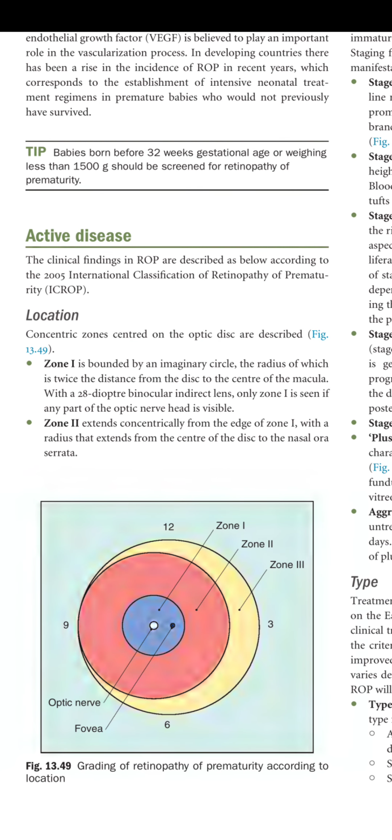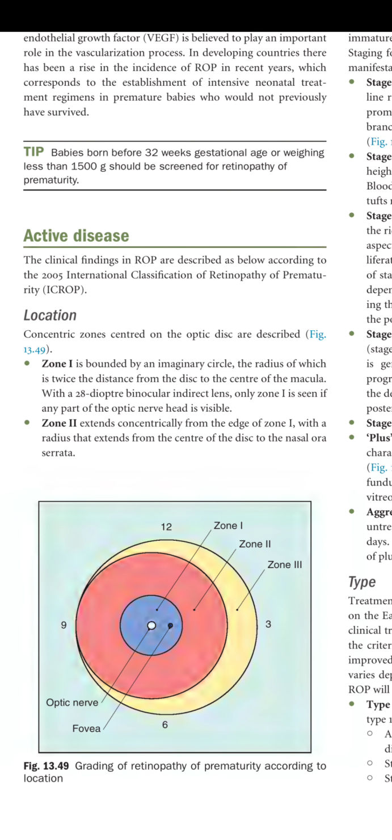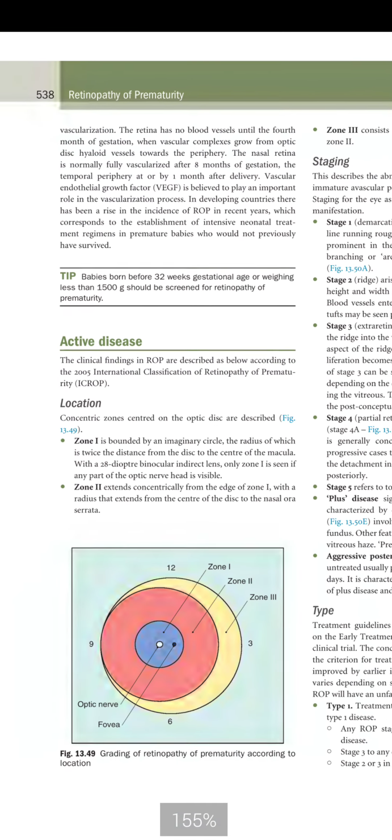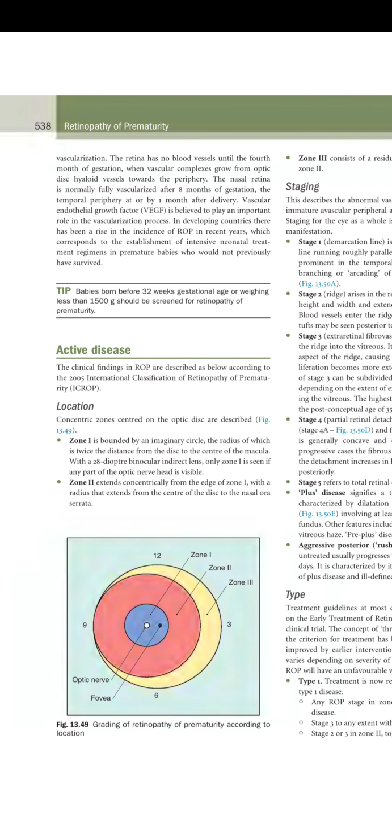Then there is an active disease, and then there is a chronic disease. When there is an active disease, the clinical findings in ROP are described below according to the 2005 International Classification of Retinopathy of Prematurity, ICROP. Location: there are different zones, zone 1, 2 and 3. Concentric zones centered around the optic disc are described. So then there is zone 1, zone 2, zone 3.